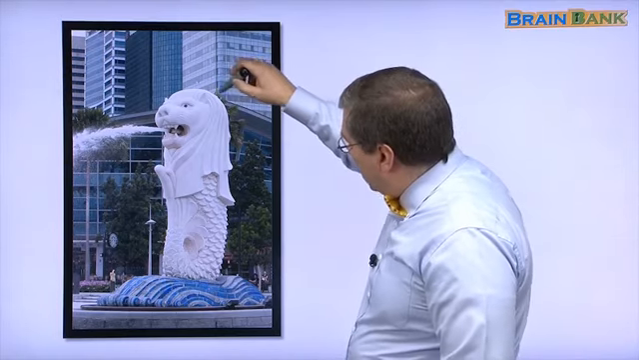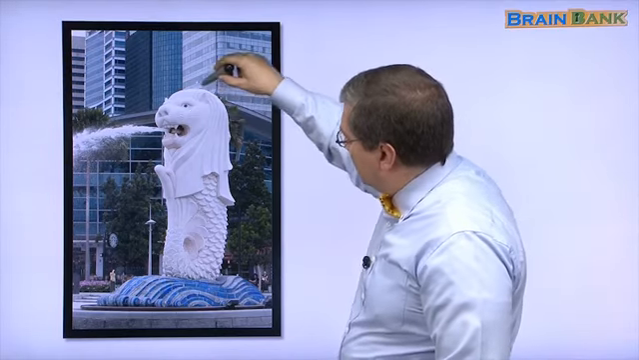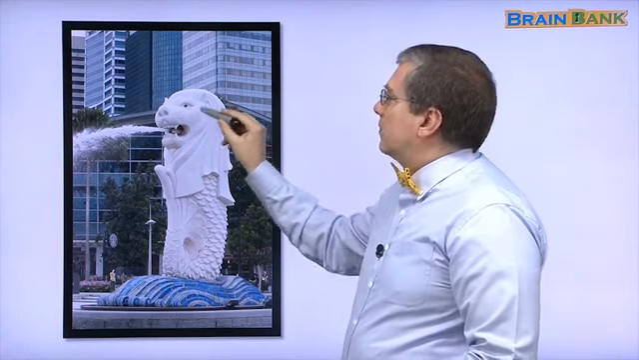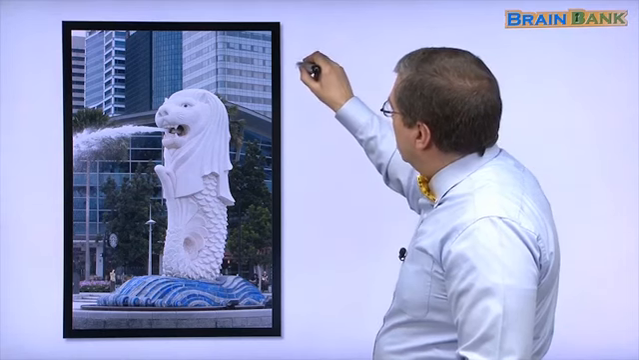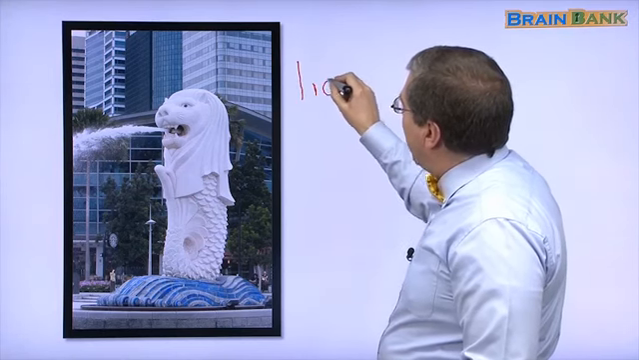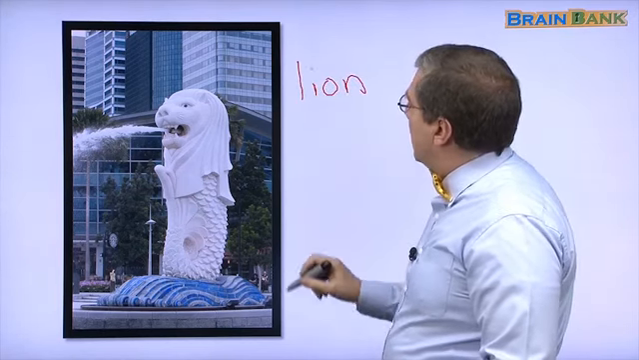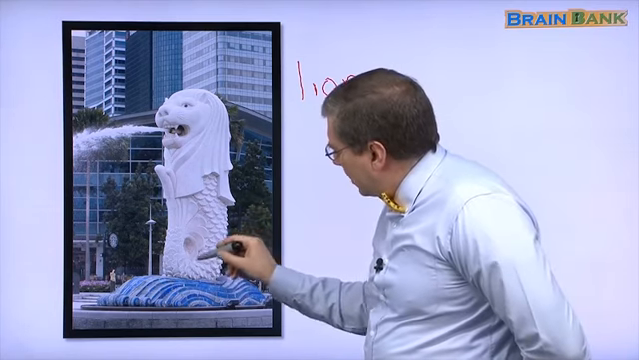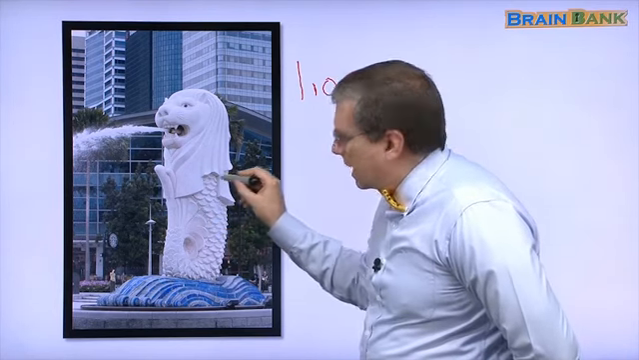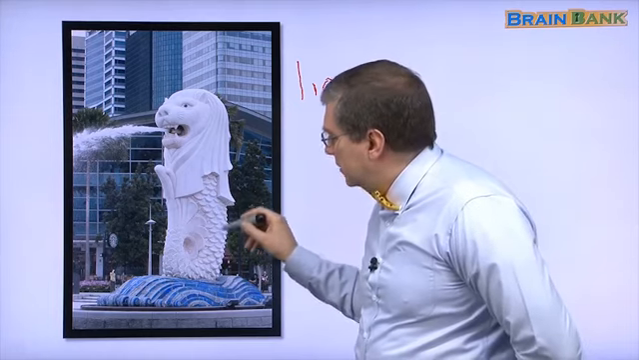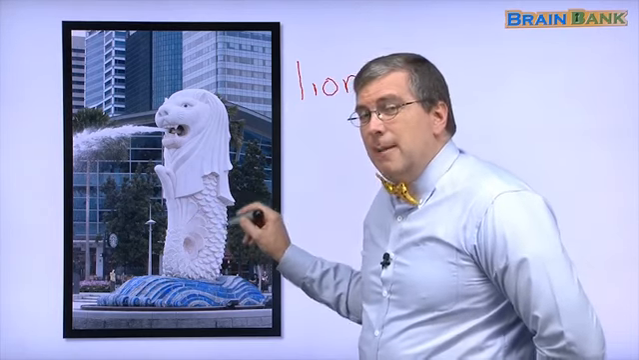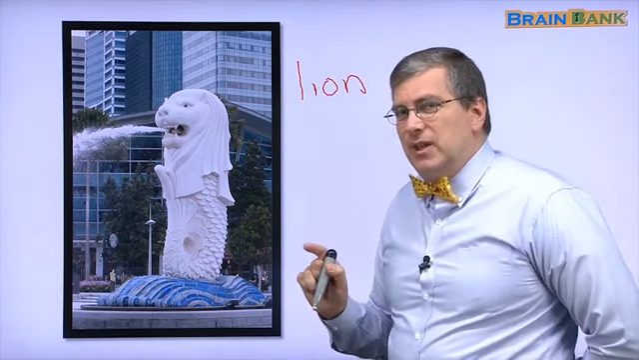This part we can recognize. We know this animal here. This, of course, looks like a lion. So it has a lion's head. It looks like a lion. Now this part is strange. What does this part look like? The bottom part looks like a fish, but a special kind of fish.